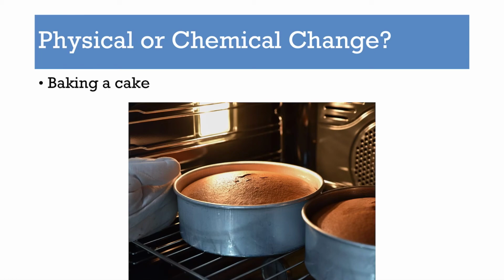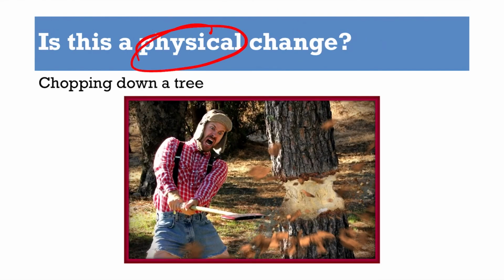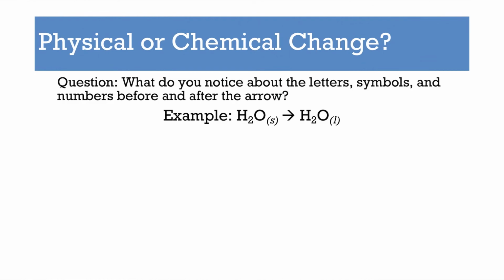Baking a cake, physical or chemical? This is chemical. Hopefully you said that. When you bake something, you're turning that liquid batter, and when you put it in the oven, different things react with different things. You have different gases formed. That's what causes things to poof up. That is a chemical change. And again, if you're not sure, can you go backwards? Can you unbake a cake? The answer is no. It is a chemical change.